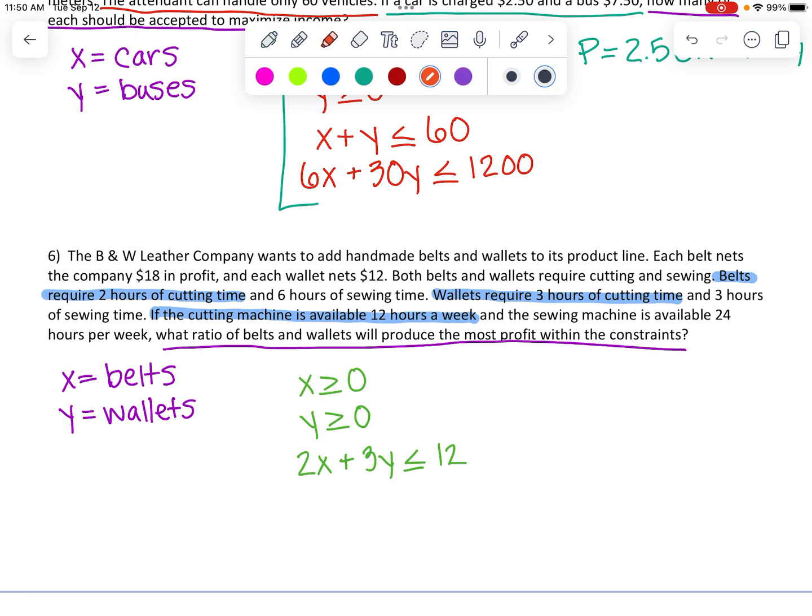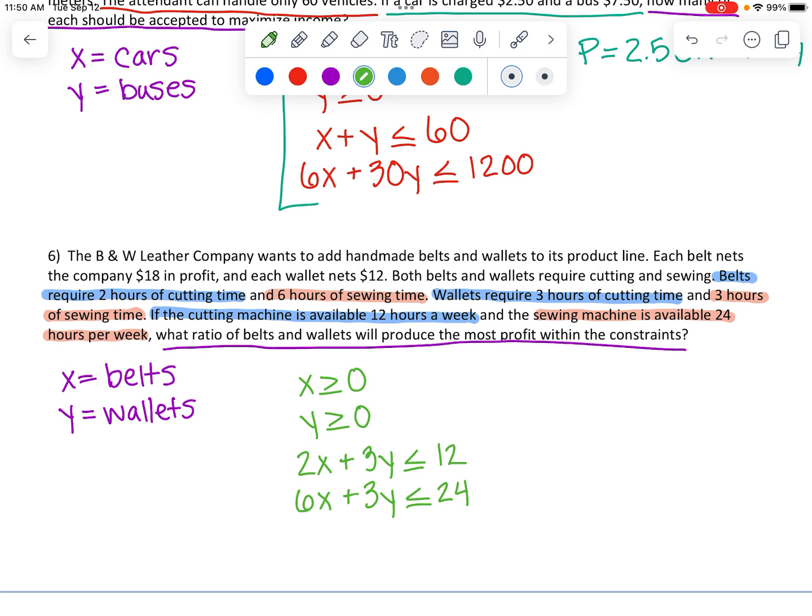So making sure we're thinking of how these sentences in our actual problem are broken up. This information was all about the cutting time and the cutting machine. Next, I'm going to look at the belts require 6 hours of sewing time. Wallets require 3 hours of sewing time. And the sewing machine is available 24 hours per week. Okay, so I'm going to set up a similar inequality here. 6 hours of sewing time for the belts plus 3 hours of sewing time for the wallets. And it has to be less than or equal to my 24 hours that the machine is available.